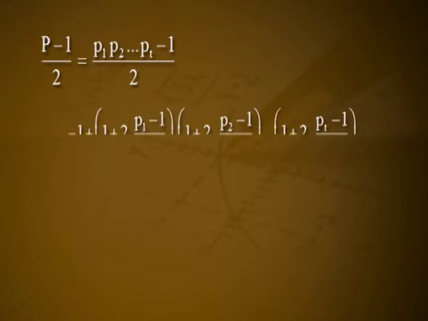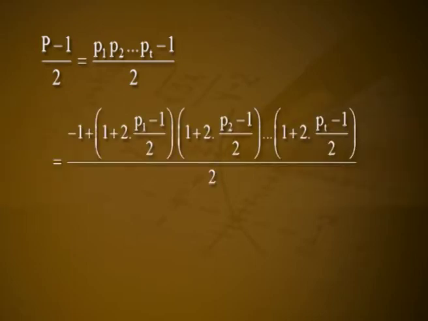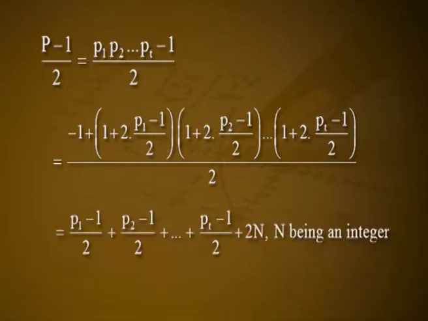Now, (p - 1)/2 = (p1 p2 ... pt - 1)/2, which is equal to (-1 + (1 + 2(p1 - 1)/2)(1 + 2(p2 - 1)/2)...(1 + 2(pt - 1)/2))/2, which is equal to (p1 - 1)/2 + (p2 - 1)/2 + ... + (pt - 1)/2 + 2n, n being an integer.